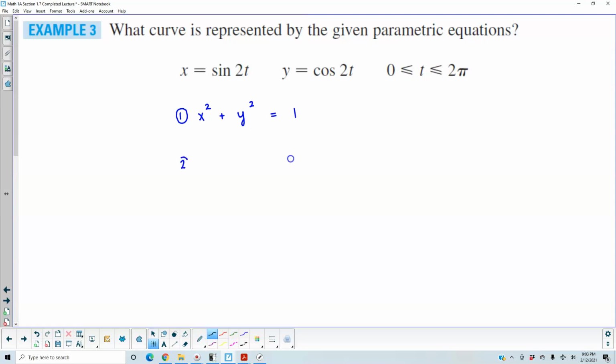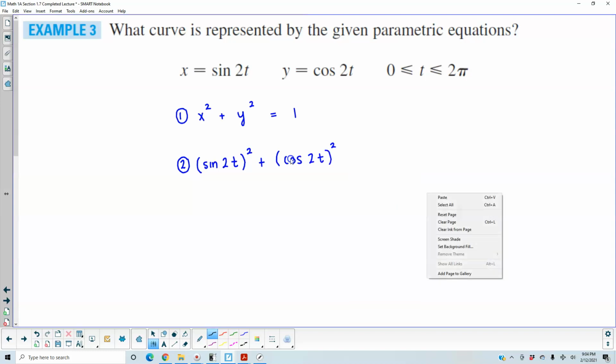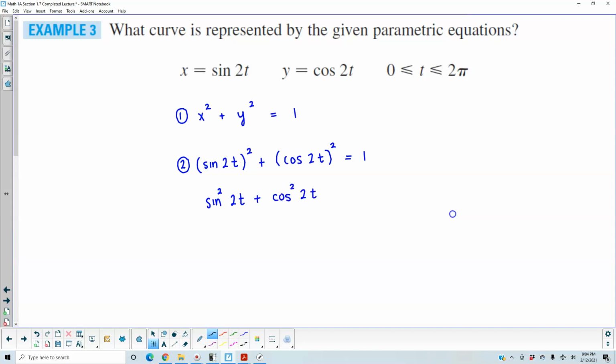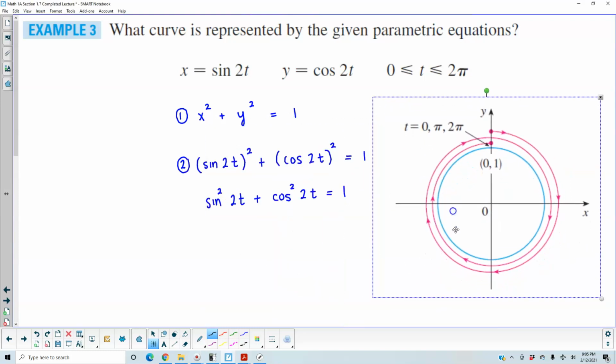Now let's go ahead and plug in what we have for x. So that's sine of 2t squared plus the cosine of 2t squared. And does that equal 1? Well, it does, because this ends up being an identity: sine squared of 2t plus cosine squared of 2t equals 1. So this is also going to represent a unit circle. The only thing here is the value of 2 is going to tell you how many times you're going to go around that circle. So let's take a look at that graph here.